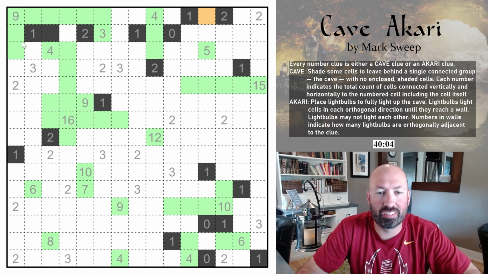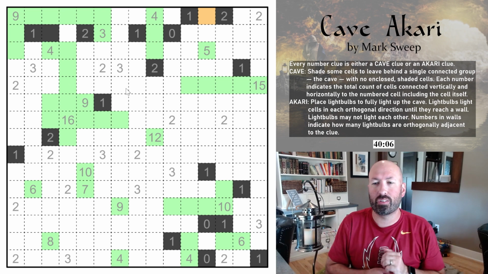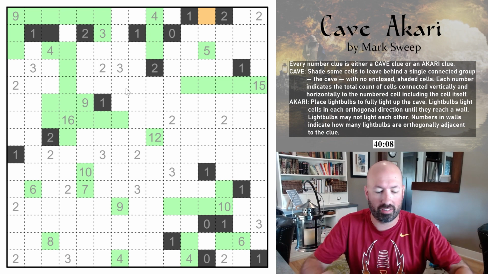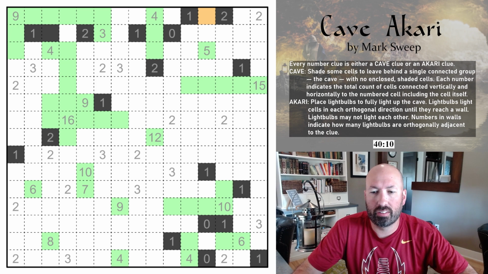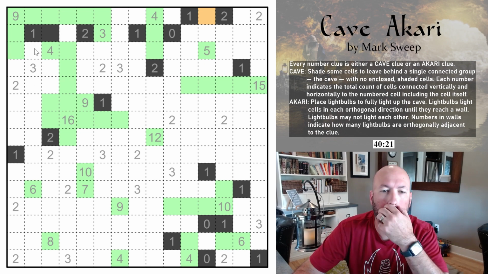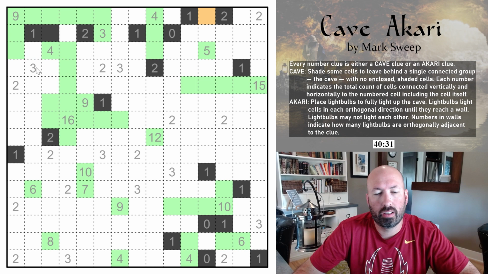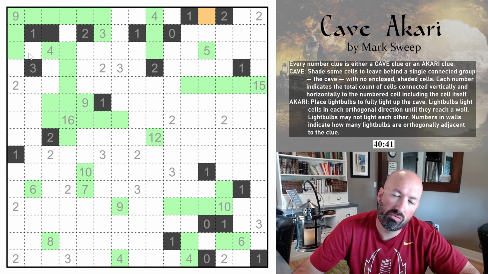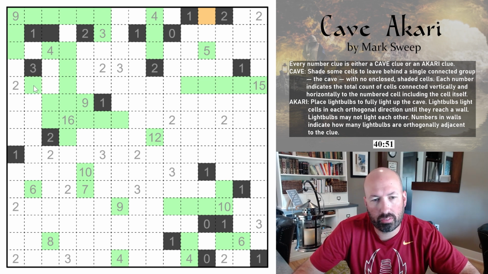Sometimes on a difficult puzzle, especially with Akari, I feel like I do a lot more trial and error with Akari than other types of puzzles. Maybe that's bad, but it's the way it is. Okay, so you could do something like that. That would still work, I think.